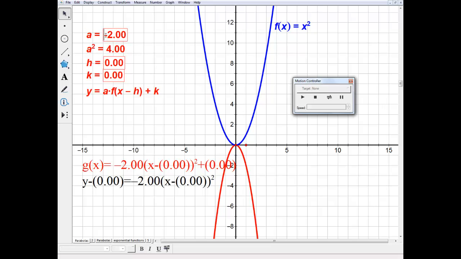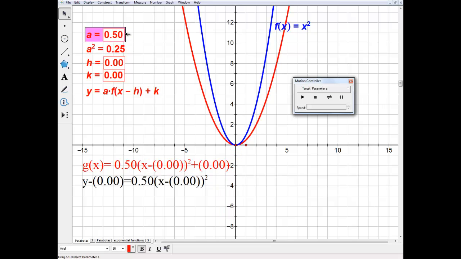What if I make a to be 1/2? Then you can see it's a little bit wider. You can see that our y coordinate now, instead of being at (1, 1), is (1, 1/2). So now this is the effect of a.